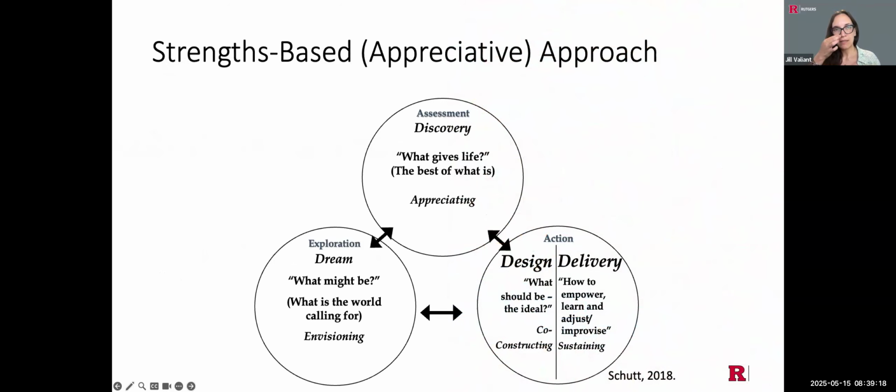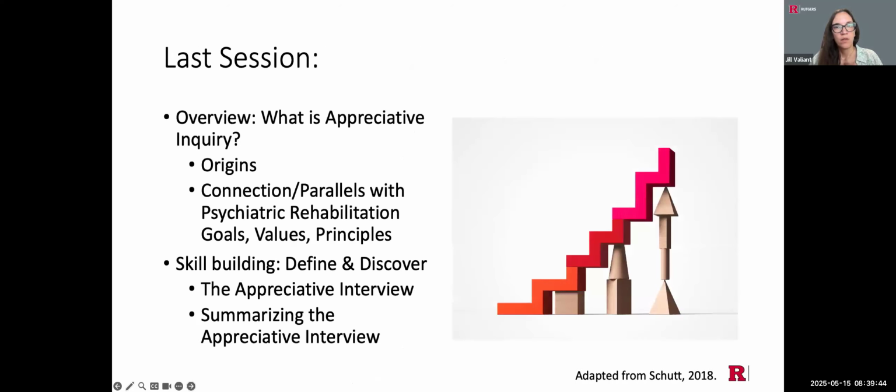So again, this is our career development theory with the appreciative inquiry approach overlaid on top of it. With our assessment phase, we have our discovery portion, and then we've got our exploration phase where we've got our dream process, and then action, our design and delivery. So we're going to be going through the dream phase and the design and delivery phase today. Okay. So again, this is where we got through last time.